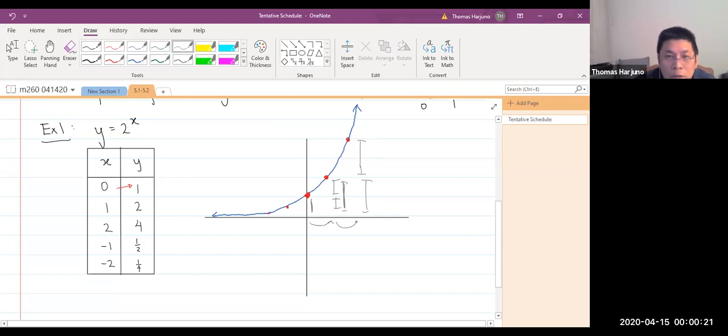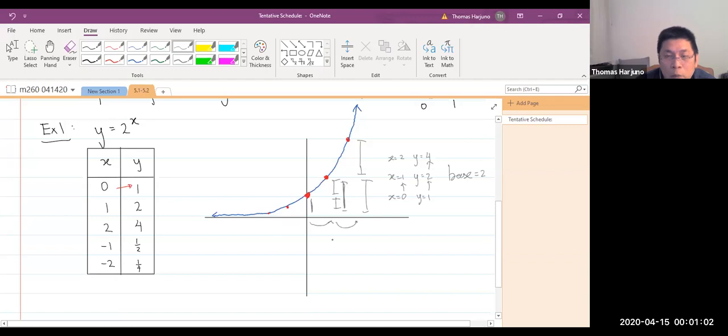So when x equals 0, the y is 1. When I increase x to 1, the y is being doubled. When I increase the x by 1 unit, the y is being doubled. When I increase the x again by another 1 unit, the y is being doubled again. Now that's because the base is 2, which means every 1 unit I move to the right, I multiply the previous value by 2.